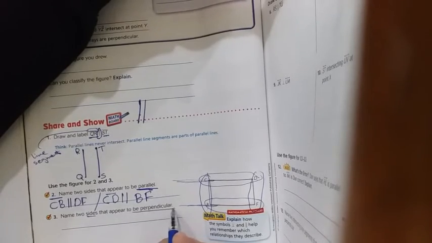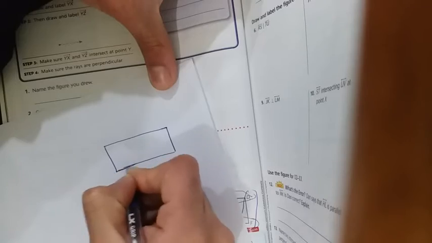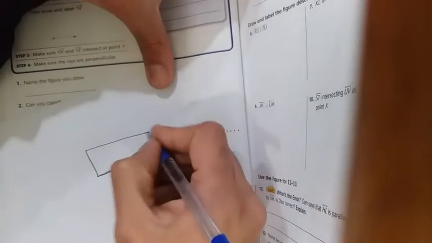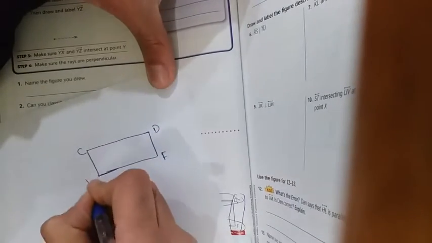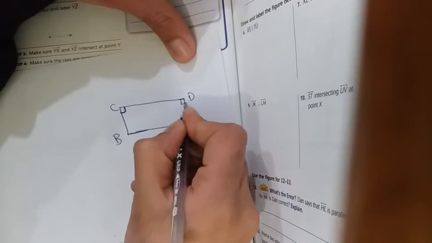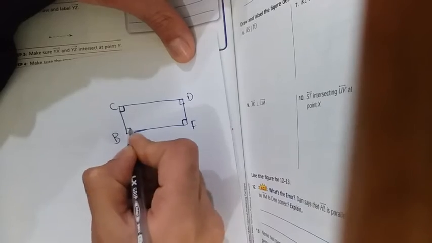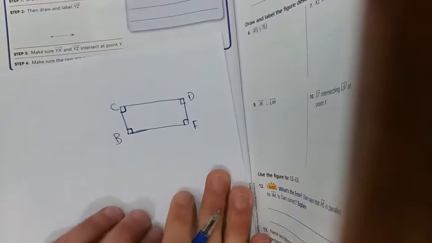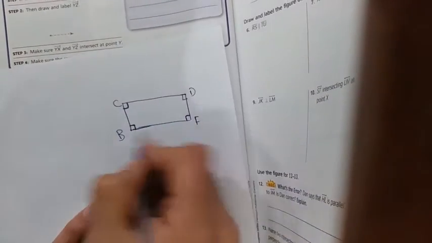Number 3, name two sides that appear to be perpendicular. So I'm going to draw this triangle like this. I'm going to name it D, F, C, B. Remember, perpendicular lines make a right angle. If I see here, all of the angles in the figure are going to be perpendicular.